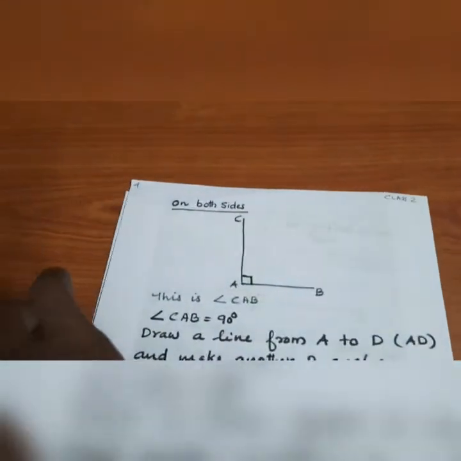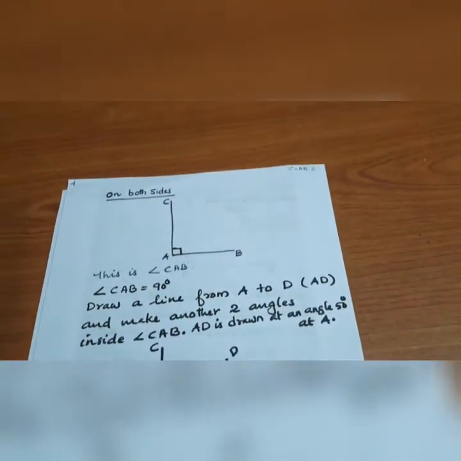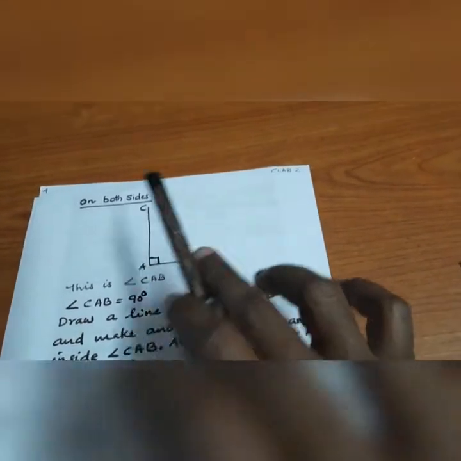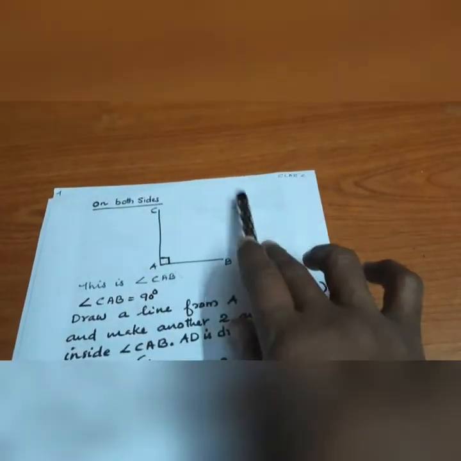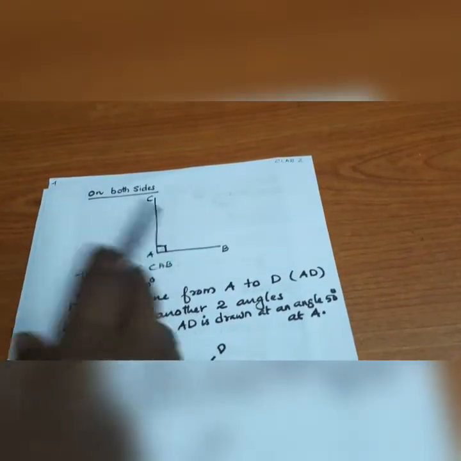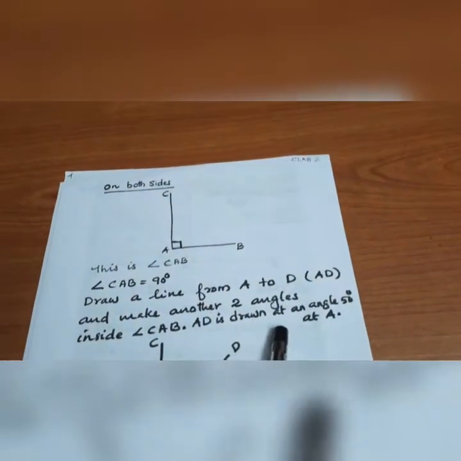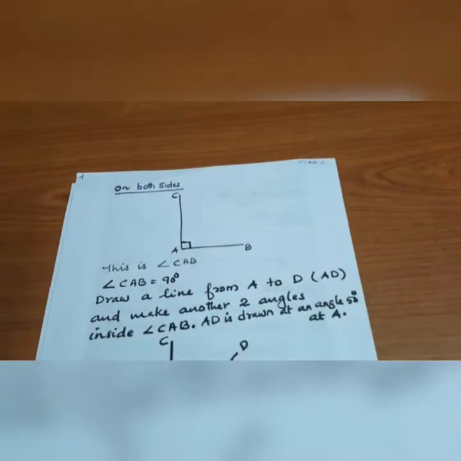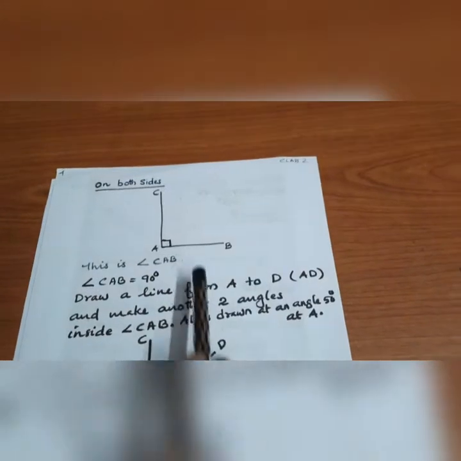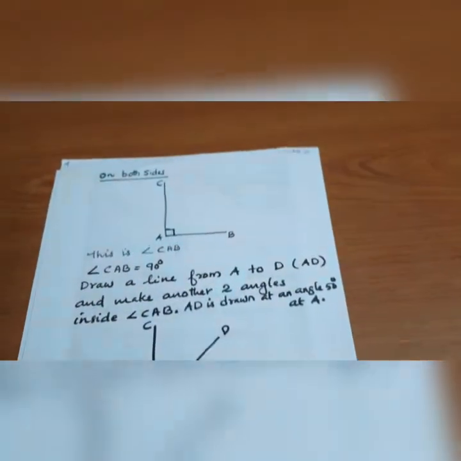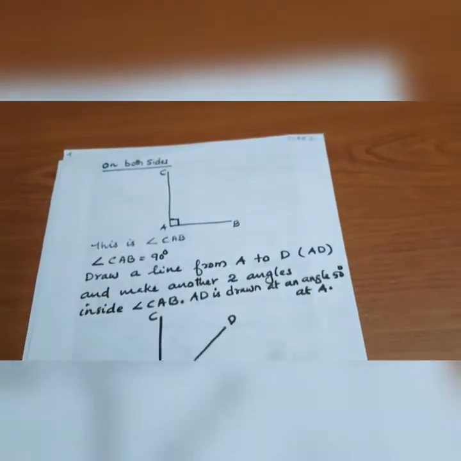Then draw a line from A to D, that is AD, and make another two angles. If we draw the line AD, then two angles are formed. Then how will you draw AD? AD is drawn at an angle of 50 degrees at A. Draw a line AD that makes a 50 degree angle with AB. That line is drawn inside the given angle CAB.